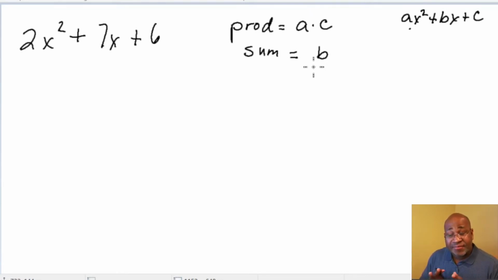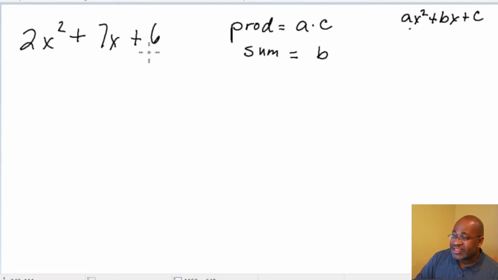Now, you hear that, and that may sound a little bit familiar. And that is very similar to the method of factoring the trinomials when the leading coefficient is equal to 1. But there is a significant difference because in that case, the product was just equal to the constant term. But in this case, the product is equal to the leading coefficient times the constant term. So there's a difference there.